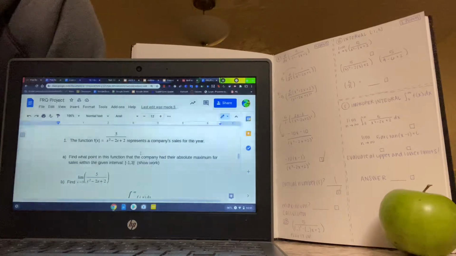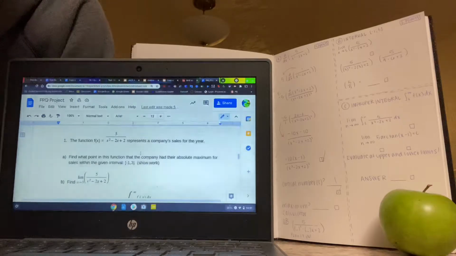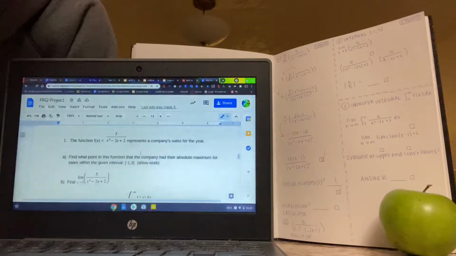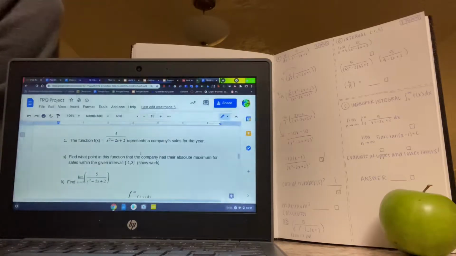Hi, our question involves the function f of x equals 5 over x squared minus 2x plus 2, which represents a company's sales for the year. For the first step, we want to find the point in this function that the company had their absolute maximum for sales within the given interval, -1 to 3.